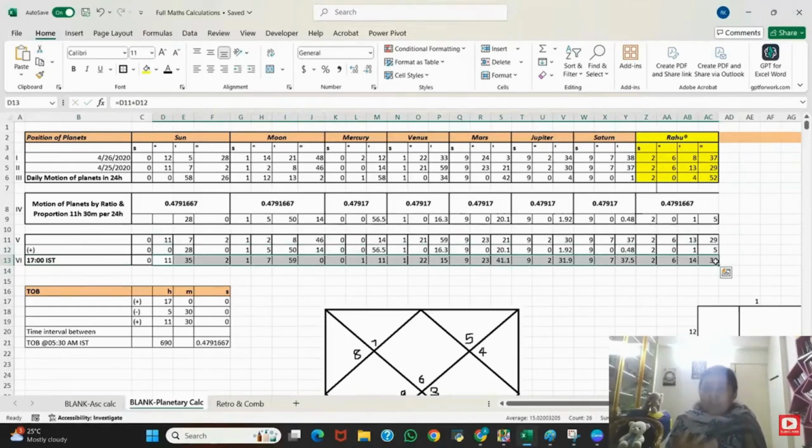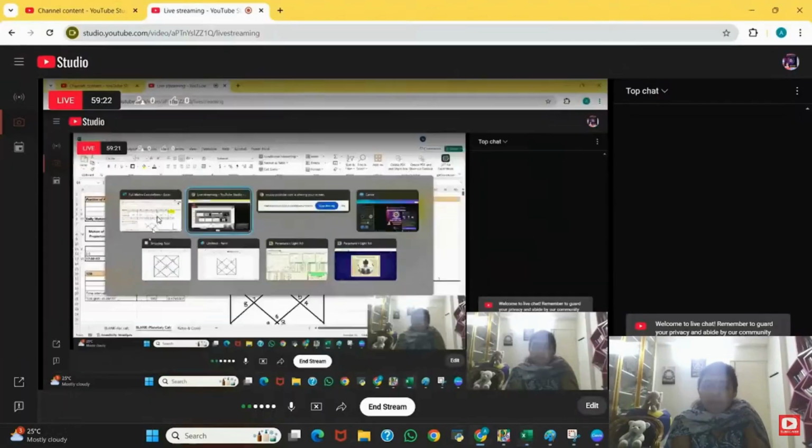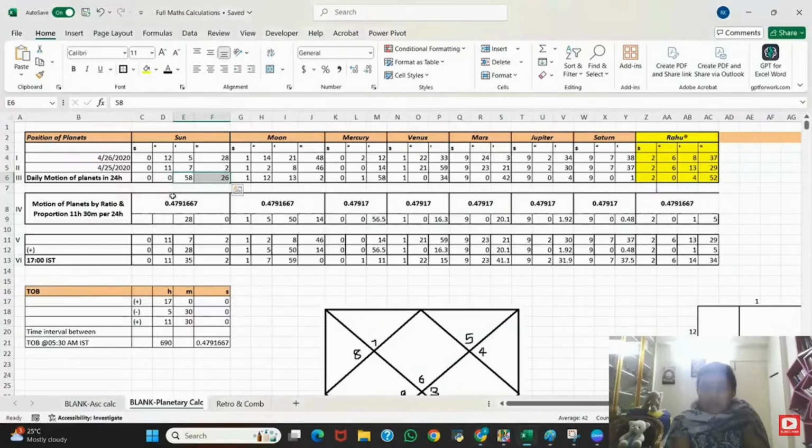So now let me explain this in English. So we have noted down the motion of planets by the ratio and proportion method. That is, for 24 hours we arrived at the daily motion. So now we have to find out what would be the motion of the planets for 11 hours 30 minutes.